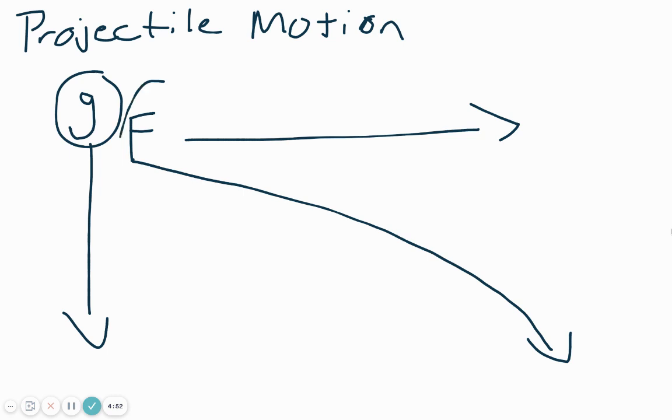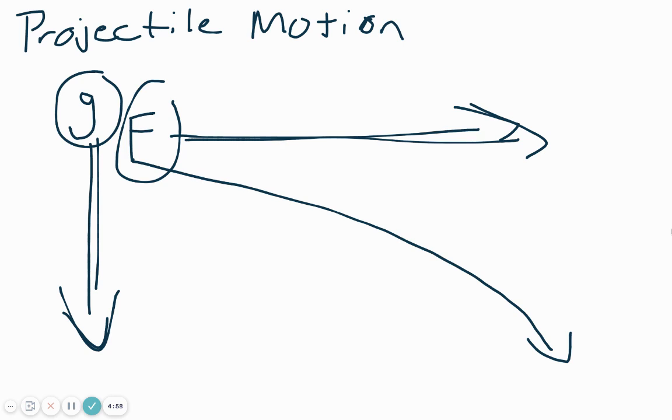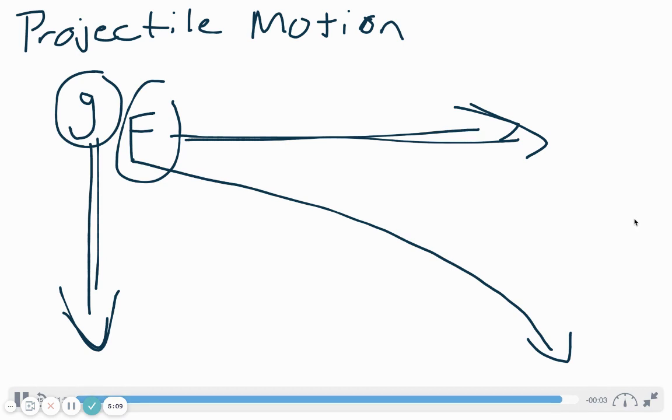And that's because these two things, the force that caused the horizontal motion and the force that causes the vertical motion, are completely independent of each other. One of them does not affect the other. And so gravity is going to affect all objects in the same way, regardless of if they're moving horizontally or not. So hopefully that sums up the idea of projectile motion for you.